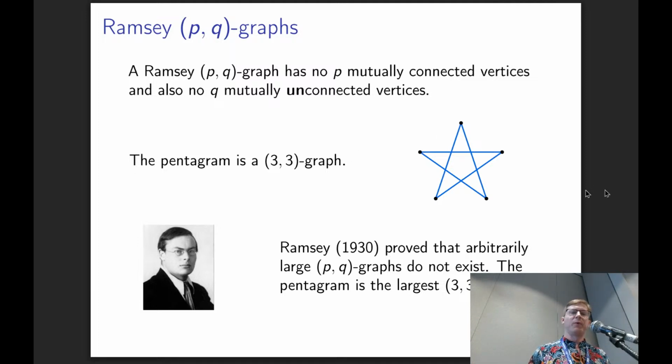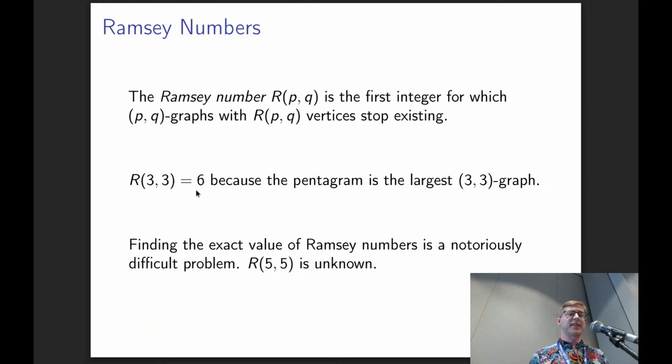Okay, so this is a 3-3 graph, and what Ramsey famously proved is that arbitrarily large P-Q graphs don't exist. At some point, you take the graph large enough, P-Q graphs will stop existing. So the question then is, at what point do they stop existing? And this is the hard thing to find. This is actually the largest 3-3 graph. The Ramsey number is essentially the point at which you can't find 3-3 graphs anymore. So it turns out R(3,3) is 6, because the pentagram is the largest 3-3 graph. The pentagram has 5 vertices, there's no 6 vertex 3-3 graphs.